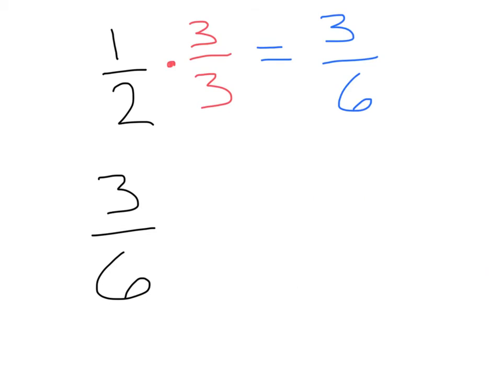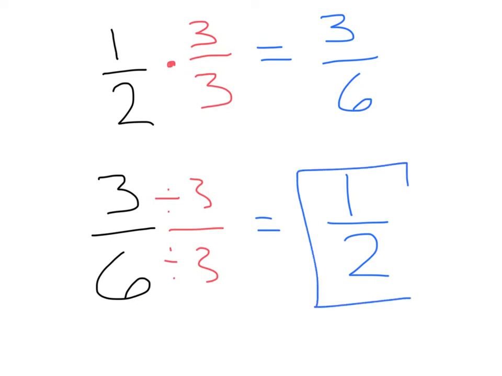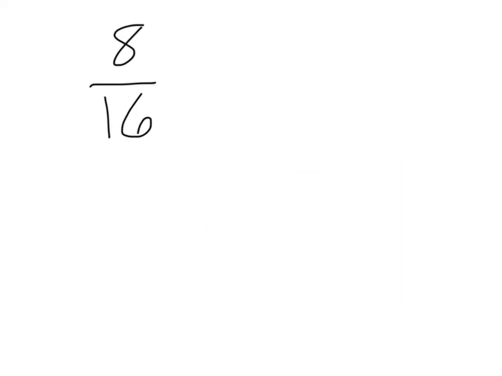So let's go ahead and use that 3. If I divide the top by 3 and I divide the bottom by 3, that's going to give me 3 divided by 3 gives me 1, and 6 divided by 3 gives me 2, and we have simplified 3/6 to 1/2. Let's do one more quick example.